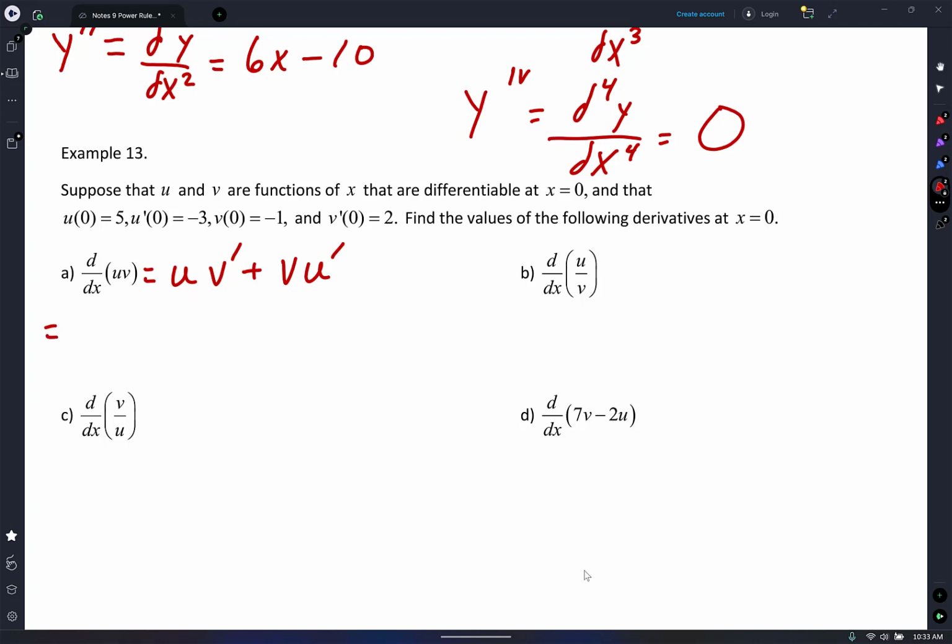Ready? Yes. So they want it at 0. So u of 0, what's u of 0? 5. What's v prime of 0? 2. Plus, what's v of 0? -1. And what's u prime of 0? So that is 10 plus 3. So my final answer is 13. How do we feel?